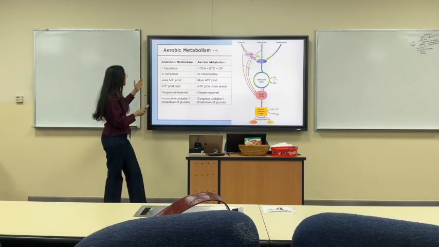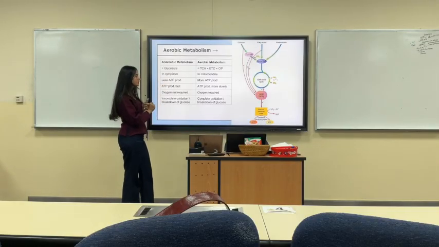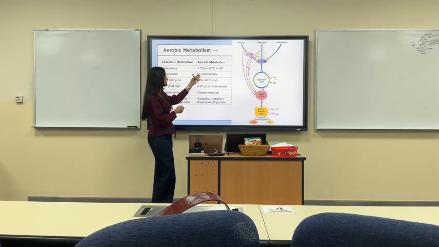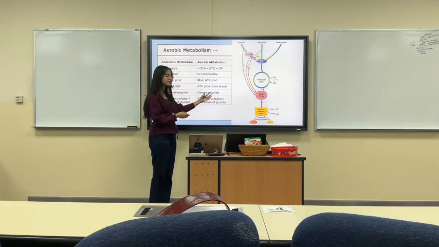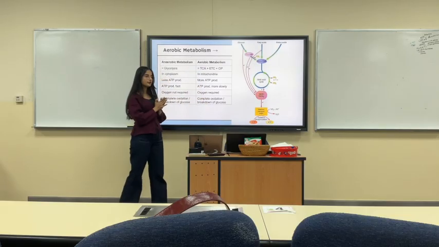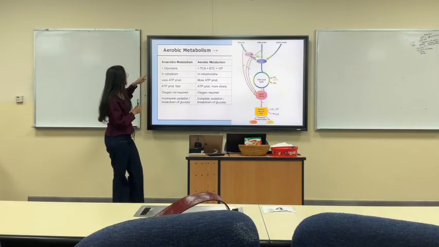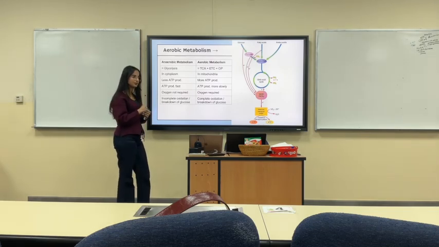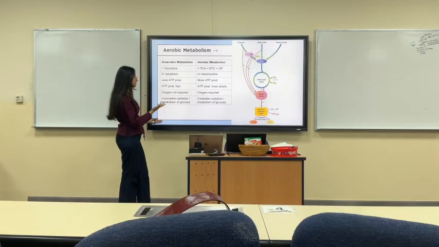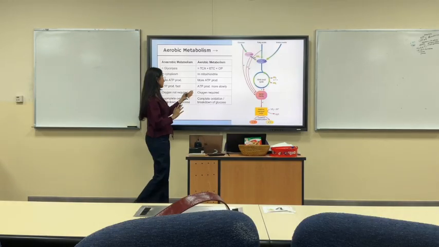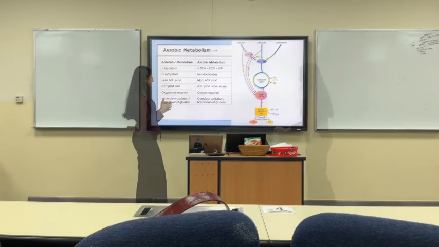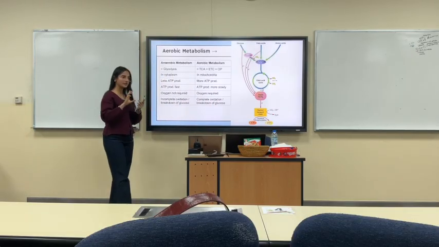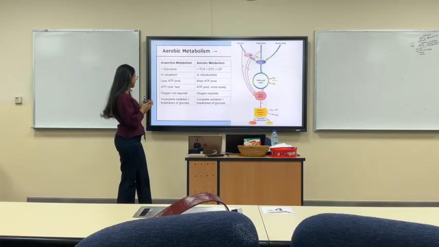So, a quick comparison. Anaerobic metabolism includes glycolysis, and it happens in the cytoplasm. Then once we enter the mitochondria, we have aerobic metabolism consisting of the citric acid cycle, electron transfer chain, and oxidative phosphorylation. Now, the issue with anaerobic metabolism is that less ATP is produced overall, but it is produced faster and oxygen is not required. As for aerobic metabolism, more ATP is produced, but it does take more time to produce the ATP, and oxygen is required.